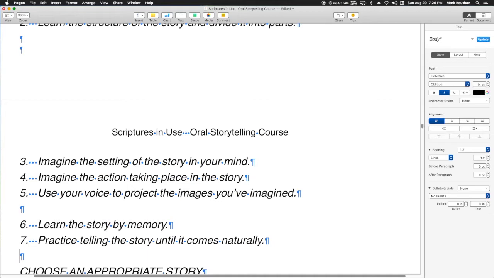Number 4, now you're going to imagine the action taking place in the story. Some of the parables don't have a lot of action. Take the parable of the prodigal son, and he goes up into a far country. Well, that's one line of action. He goes into a far country. You can imagine a lot more, probably. How does he get to the far country? Does he take a train, a plane, a bus, his car, his old rickety pickup truck, or a camel? It's up to you. You can imagine the action taking place in this story.